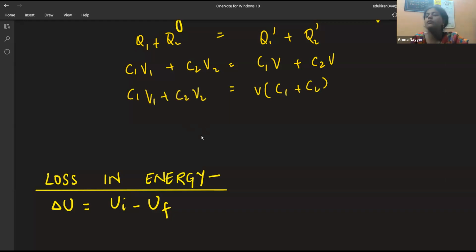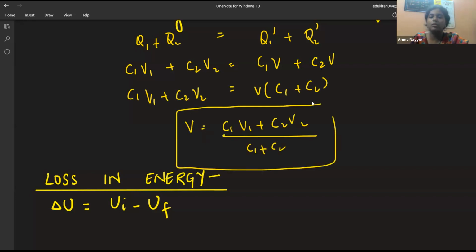What is the value of the potential? C1 V1 plus C2 V2 divided by C1 plus C2. This is the value of the potential that has been achieved, and we call this the common potential. This is the formula you use: C1 V1 plus C2 V2 divided by C1 plus C2. This is the formula of common potential.